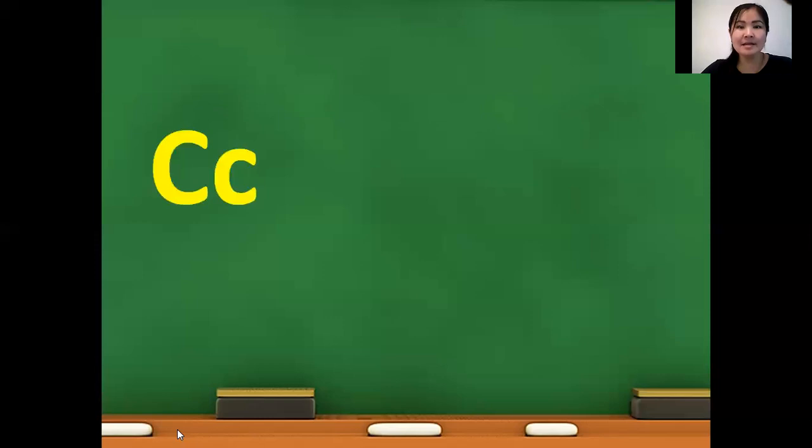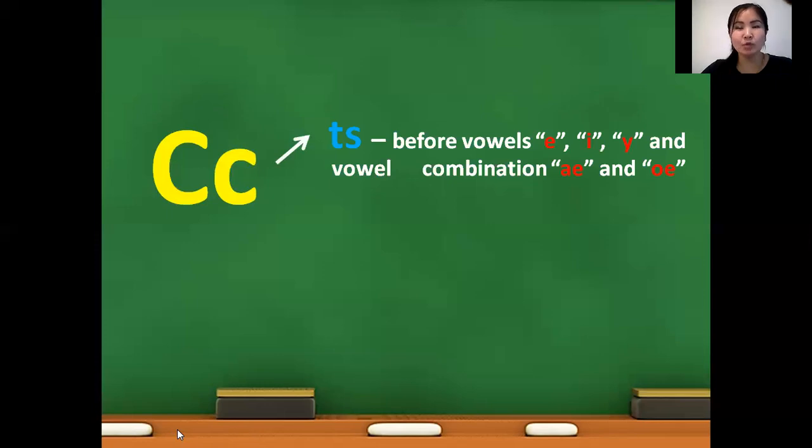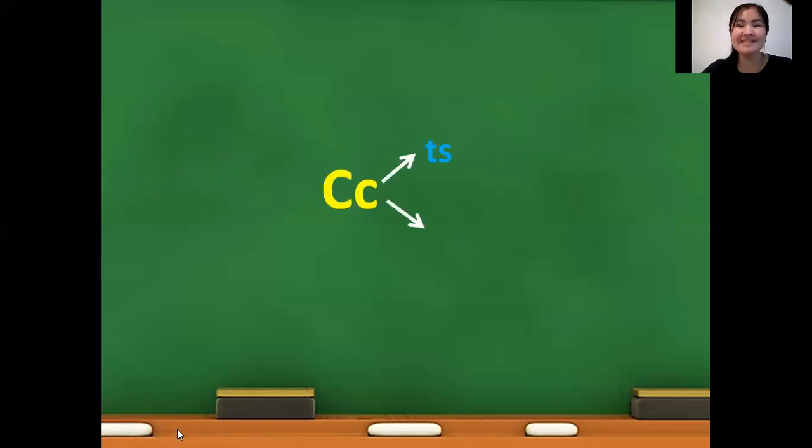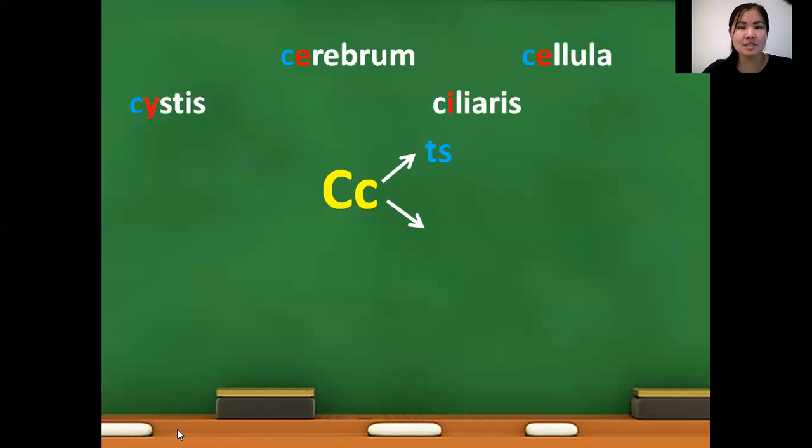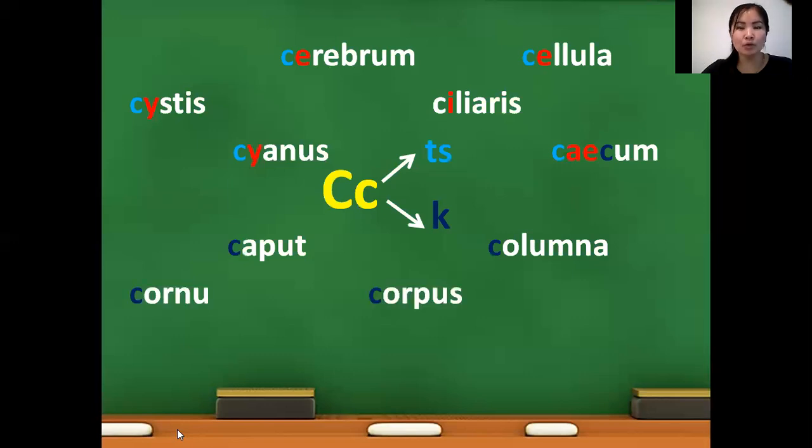C. Letter C produces sound C if it is written before Latin vowels E, Y, and vowel combinations AE and OE. In other cases, it produces sound K. So, read as C in cerebrum, cellula, cystis, ciliaris, cyanus, caecum. Read as K: caput, columna, cornu, corpus, cortex, costa.